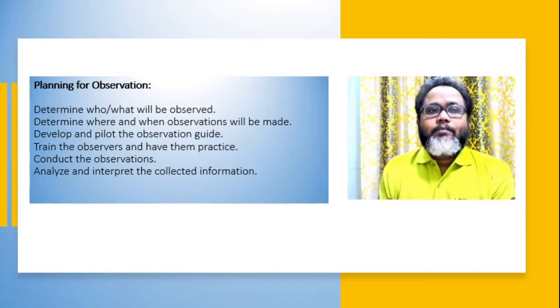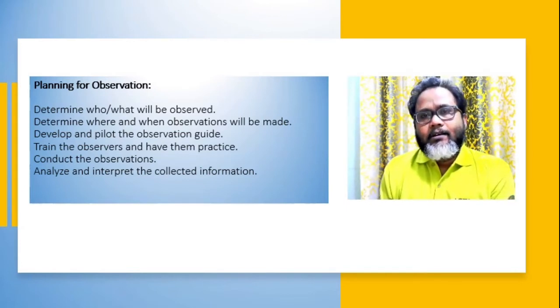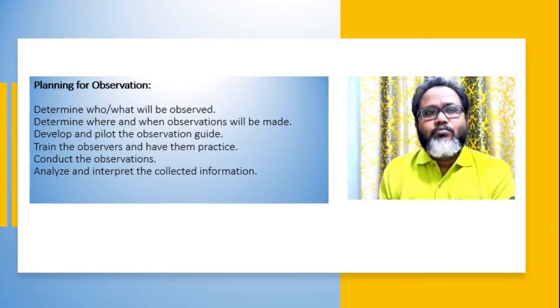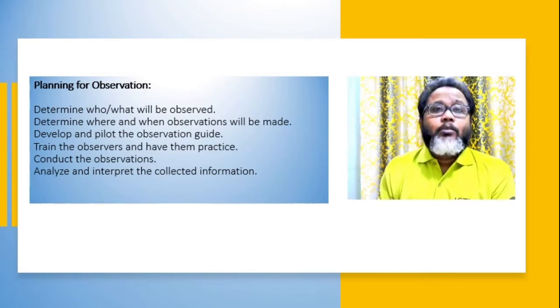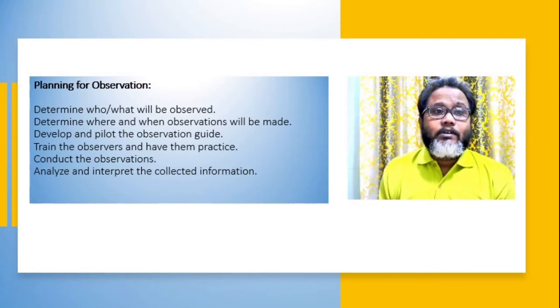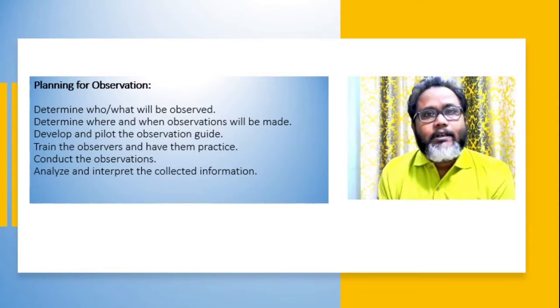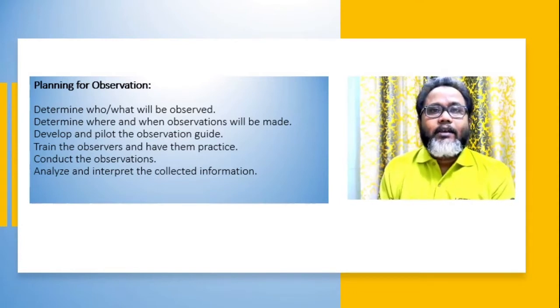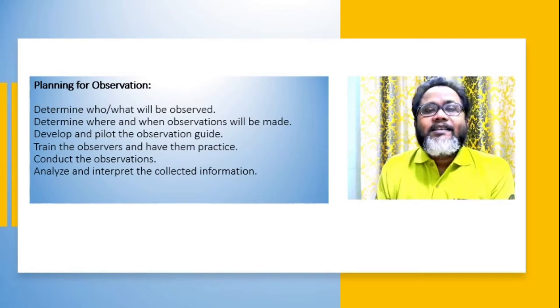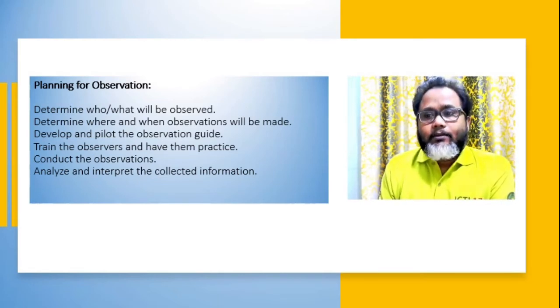Develop and pilot the observation guide. Whenever you're going for observing something, you must have a guide. Guide means what will come after what, whom to observe first, whom not to, what different things you're going to observe, and what criteria or parameters you have included in your research. Obviously your observation will be based on that. It's not like you just collected and accumulated some stray things and as soon as you say, well, I already observed, or my sample has already been studied. You can't do that.